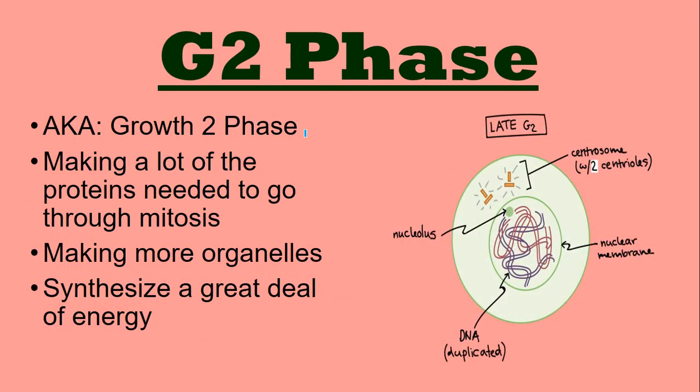The G2 phase is known as growth 2 phase, or again, gap 2 phase. During this time, they're making proteins, they're making organelles, and they're making energy because the cell's going to need a lot of energy during mitosis. Now, question: what organelle makes the energy for the cell? Don't remember, go back and check the organelle video. But that would be the mitochondria, the powerhouse of the cell. Hopefully you're getting that.